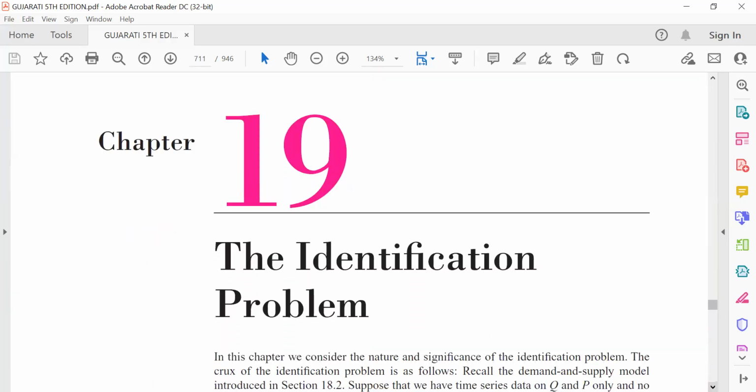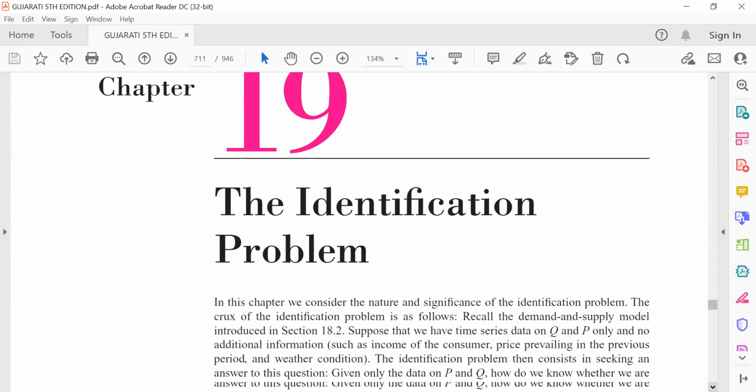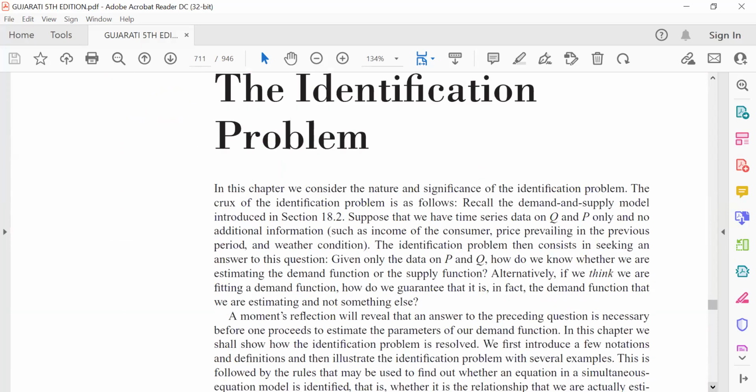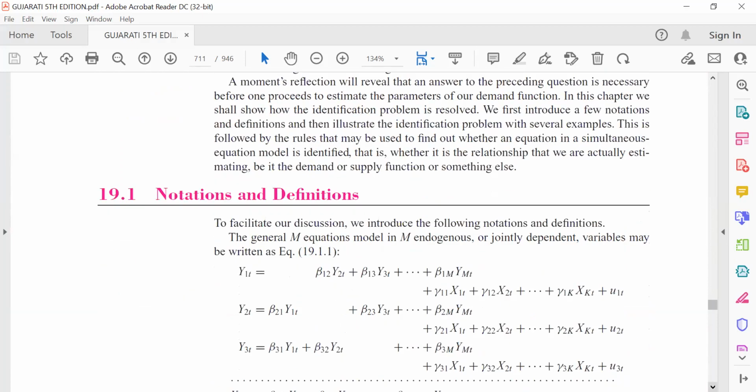Okay, identification problem. Okay, this is notation and definitions.